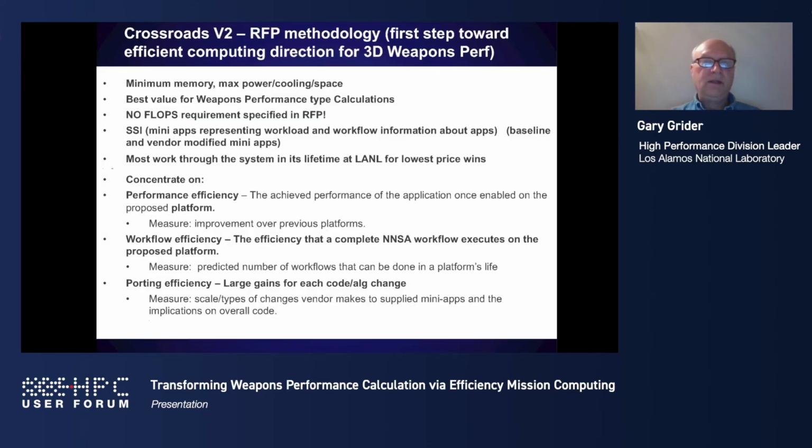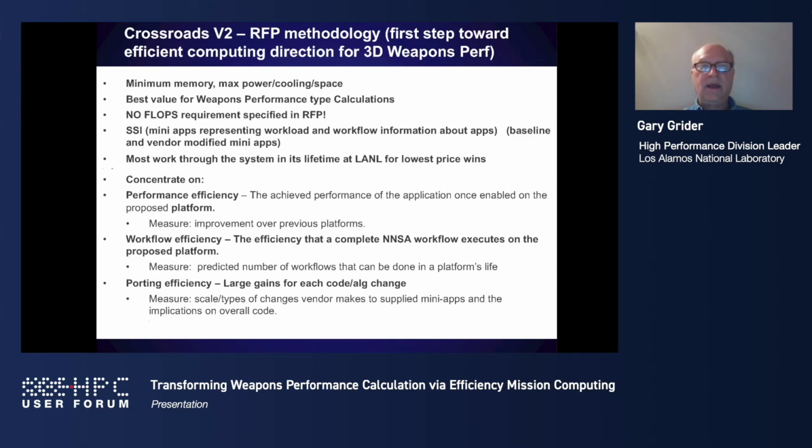Crossroads RFP methodology is sort of our first step towards trying to move towards more efficiency. Of course, we have the minimum requirements: a minimum amount of memory to do the job, and a maximum amount of power and cooling that we have to put it in. It's the best value for weapons performance type calculations, as I said before. There was no mention of flops in the RFP. We don't care about flops. We care about getting weapons performance calculations done. We use this thing called SSI, which is essentially many applications that represent our workloads, and even the workflows and the information about the apps that we run.